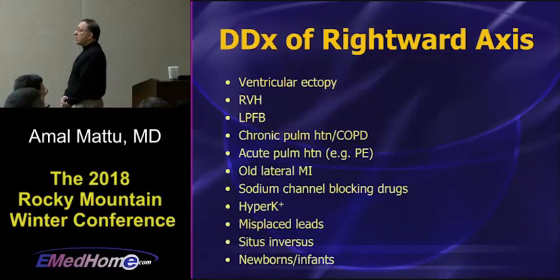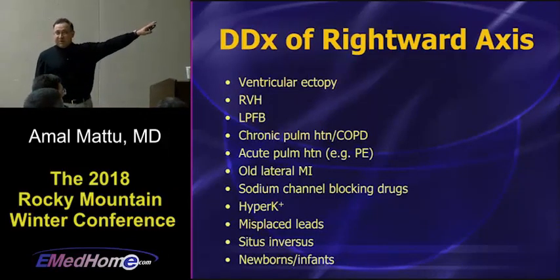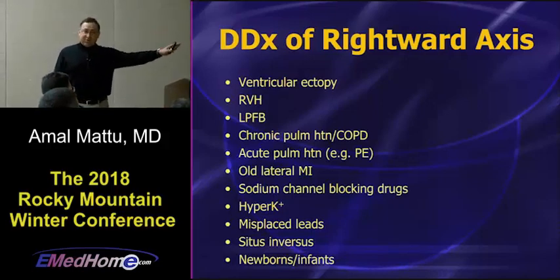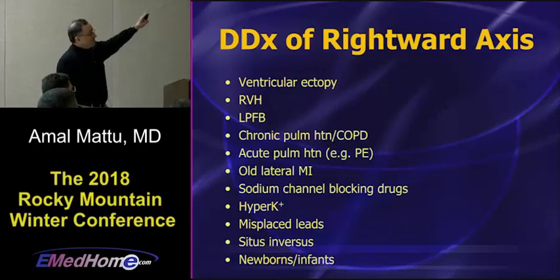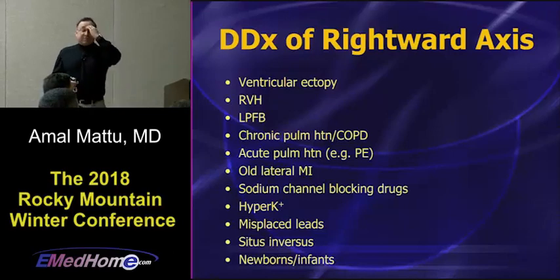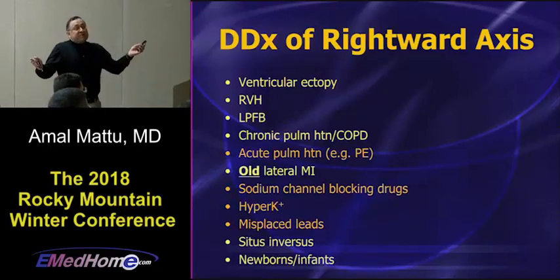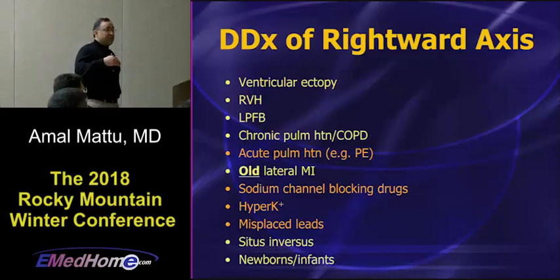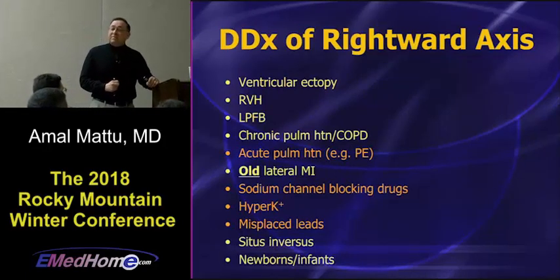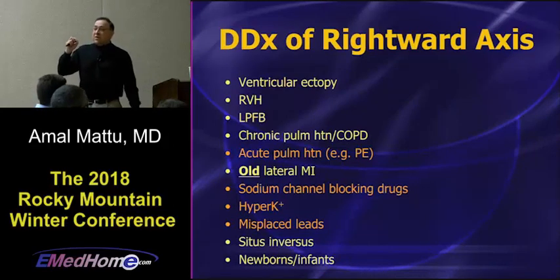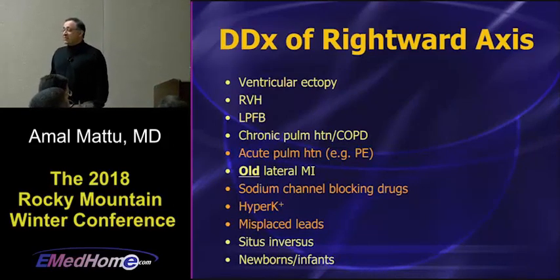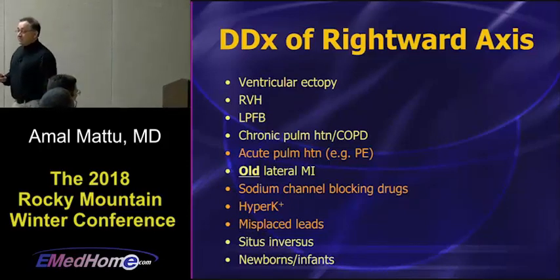What are the things that give you rightward axis? Please don't memorize this. This is the internal medicine differential for rightward axis. There's a lot of different things that produce rightward axis. Most of these give you a chronic rightward axis. In emergency medicine, we're more concerned about what kind of things give you an acute or new rightward axis, and I've highlighted the things that I teach my residents. When you see what looks like a new rightward axis on the 12 lead, there's really four things that you've always got to consider.